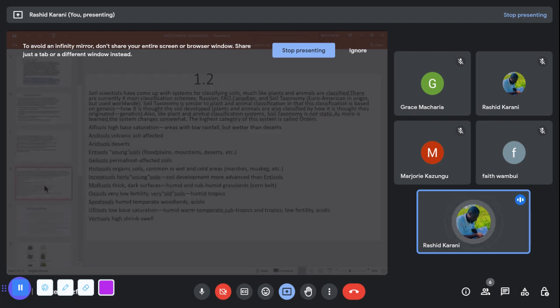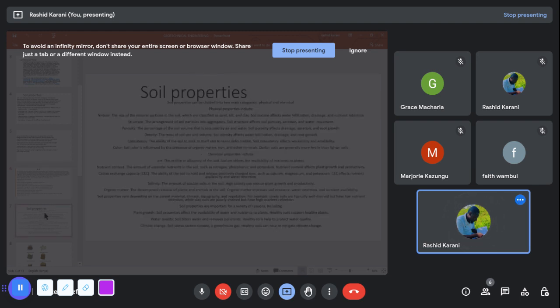And we are going now to look directly into the soil properties, and we say they are mainly categorized into two. Grace, how do we categorize soils? So we have chemical and physical. Yeah, that's very good. We have the physical properties and the chemical properties.